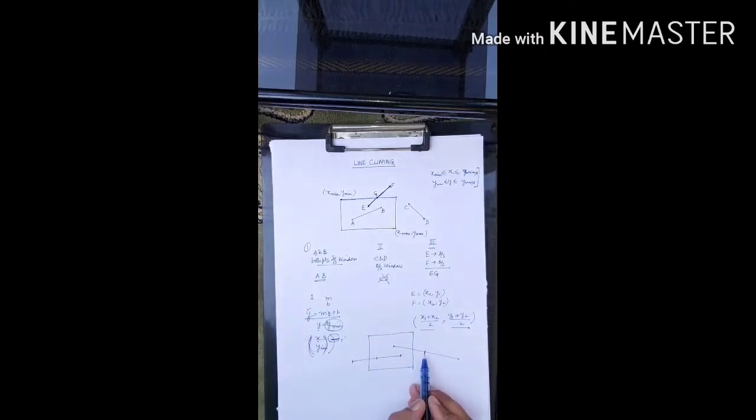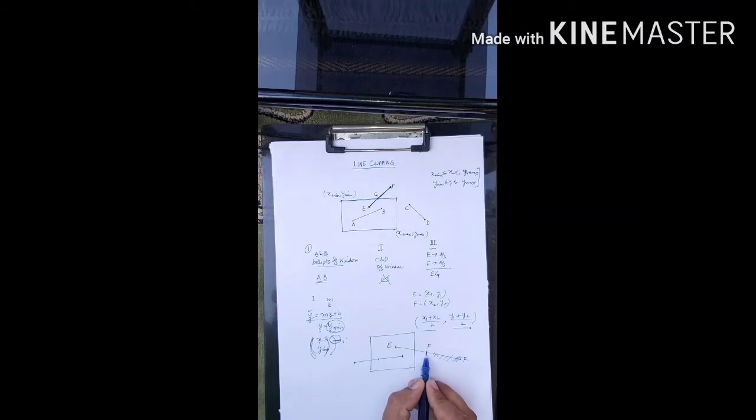So in the case where the midpoint is outside the window, you reject this point. Suppose this was E and this was F. You take this midpoint as F now. So the new line is EF, the shortened line. And in the second case, where the midpoint is inside the window, you reject the inside point. So instead of writing E here, you take this point.